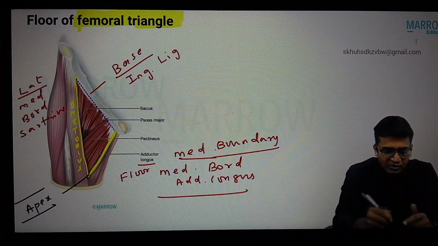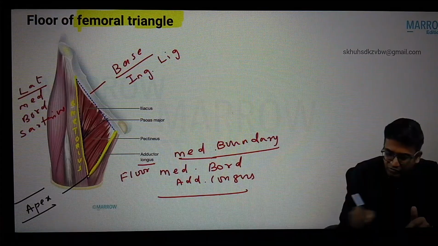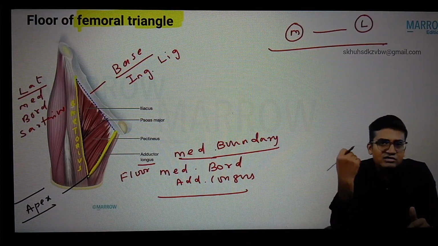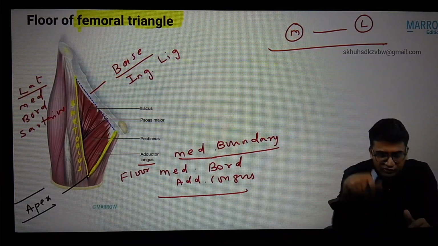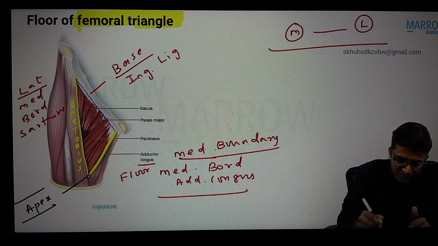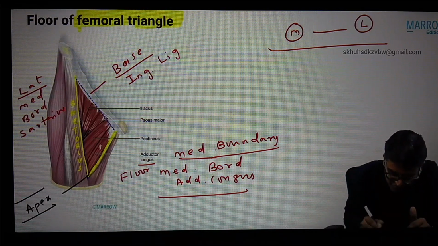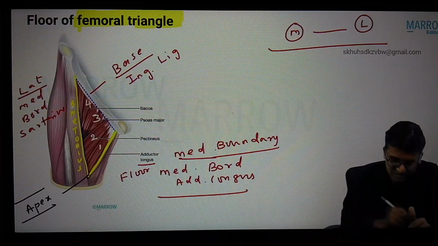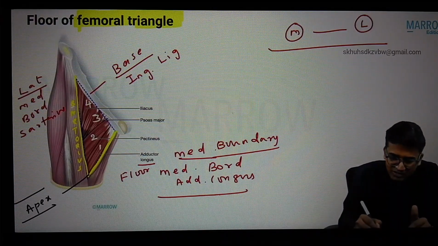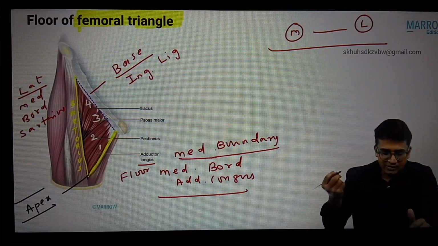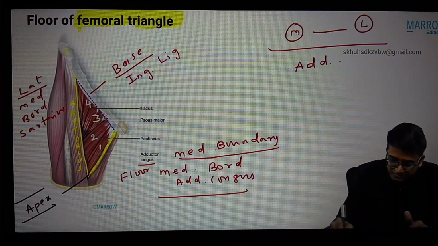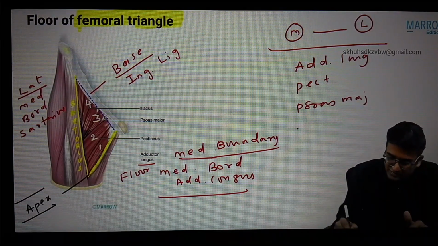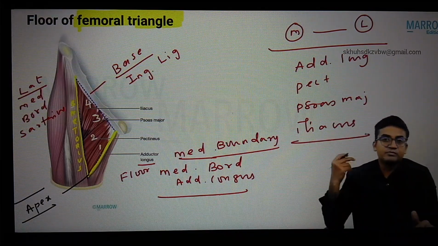Okay. Now next, we're going to see the floor muscles. What are the muscles forming the floor? We're going to see the floor muscles from medial to lateral. I told you already, adductor longus muscle not only forms the medial boundary, it also forms the floor. So adductor longus muscle, and then pectineus muscle, and then psoas major muscle, and then iliacus muscle. These 4 muscles form the floor of the femoral triangle. So adductor longus muscle, pectineus muscle, psoas major muscle, and iliacus muscle. So these 4 muscles forming the floor.